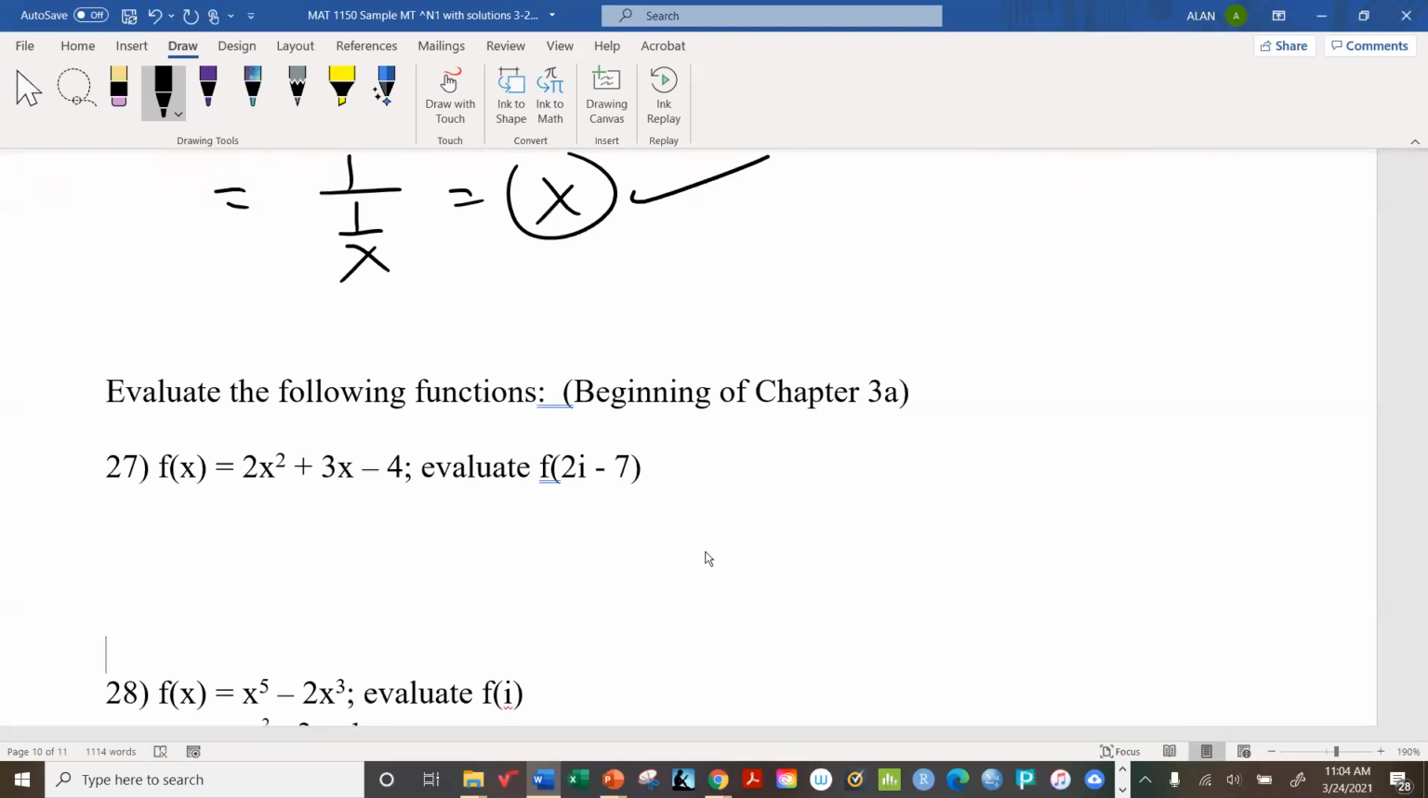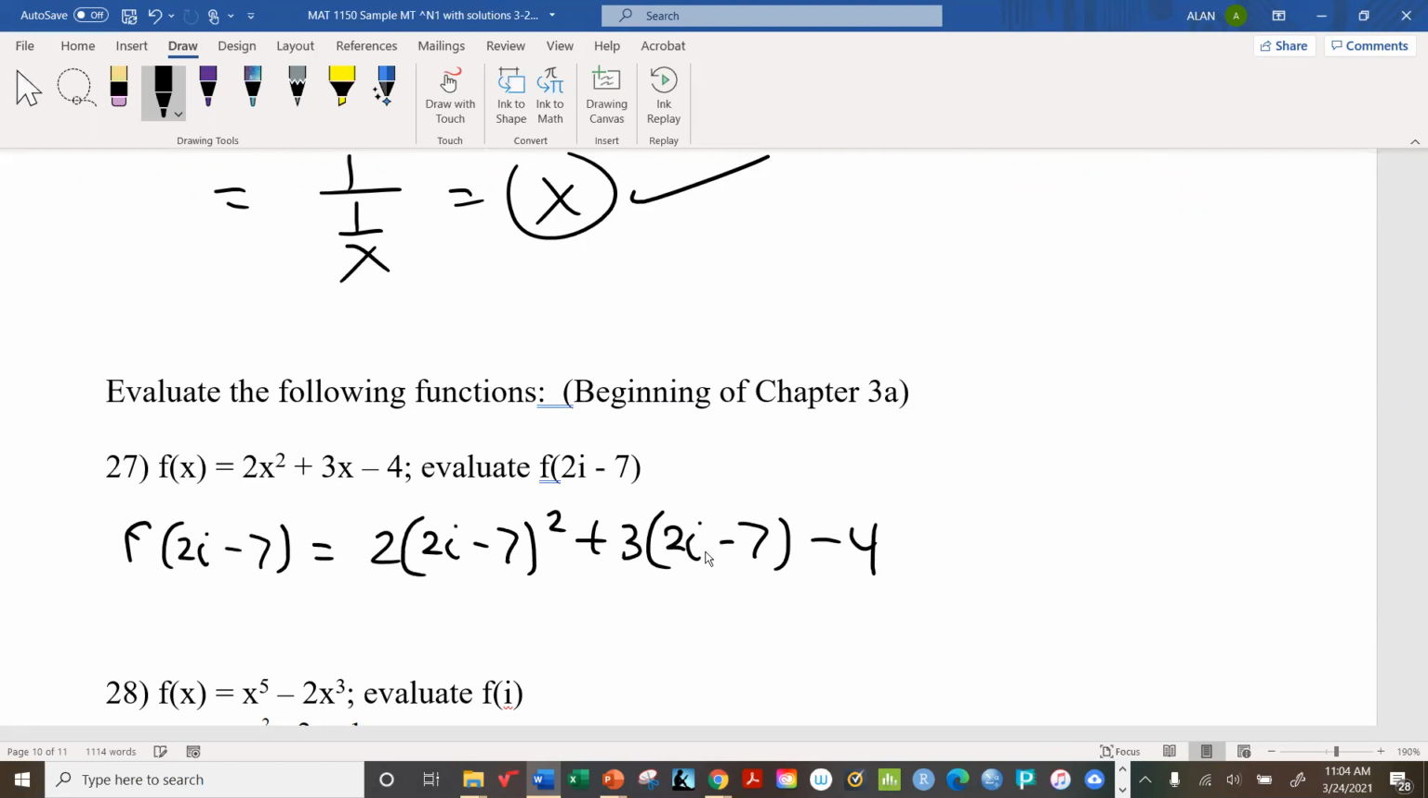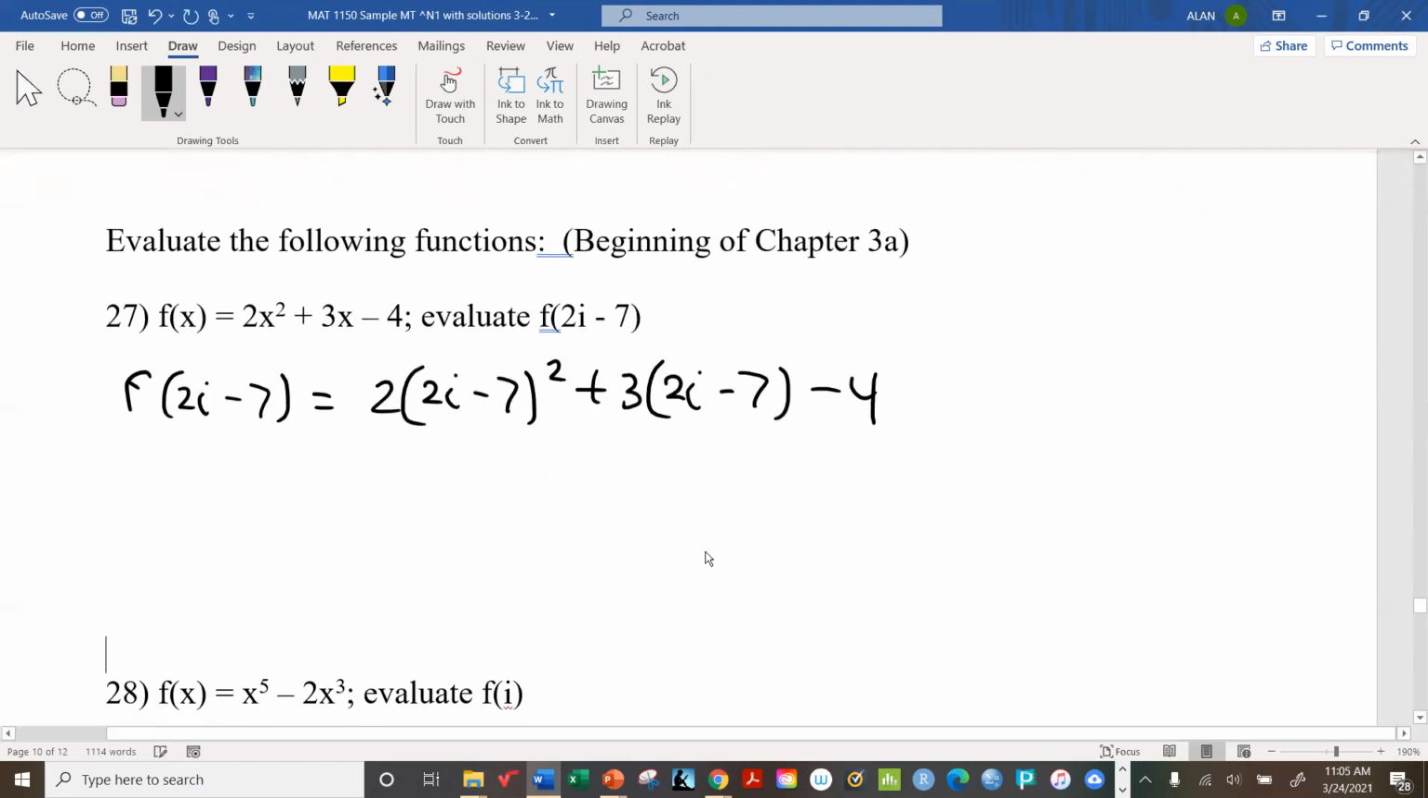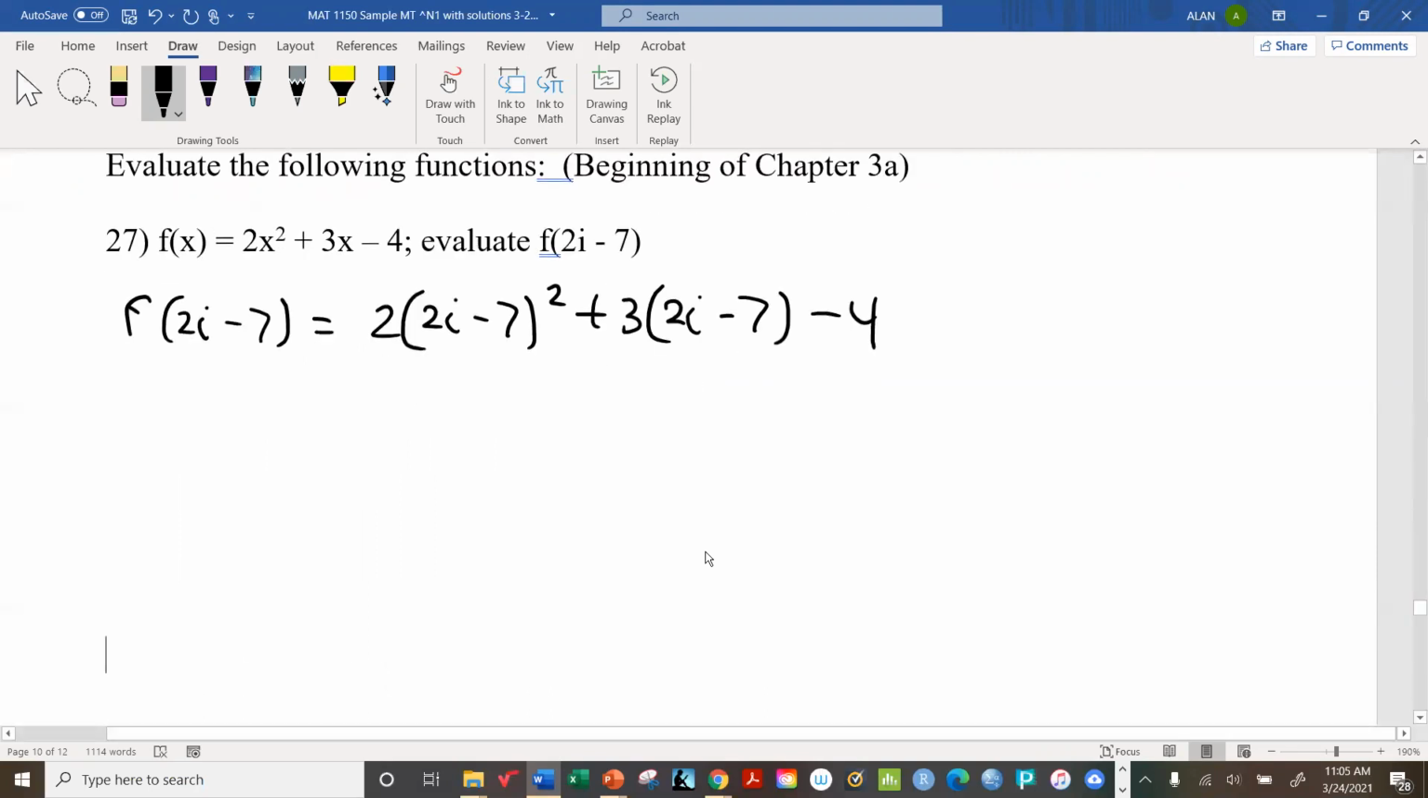Okay, so in other words, f of 2i minus 7 equals 2 times (2i minus 7) squared plus 3 times (2i minus 7) minus 4. And then you just evaluate it. Now here we will evaluate it. So we can use FOIL. Now it'll be interesting to apply FOIL to an imaginary number. Let's see what happens.